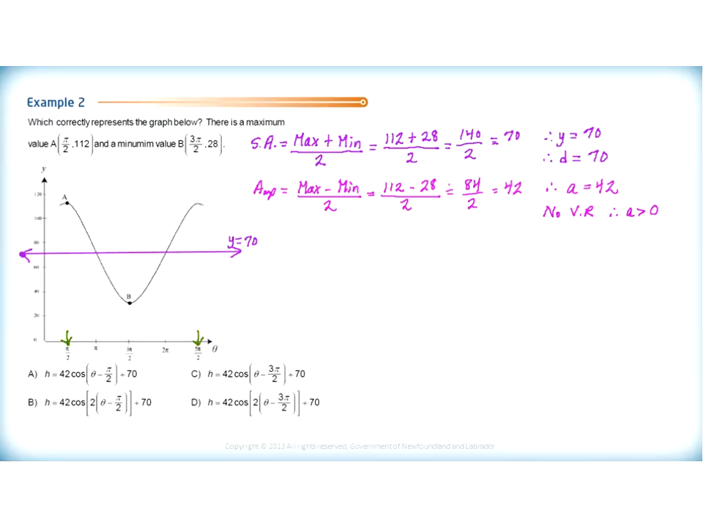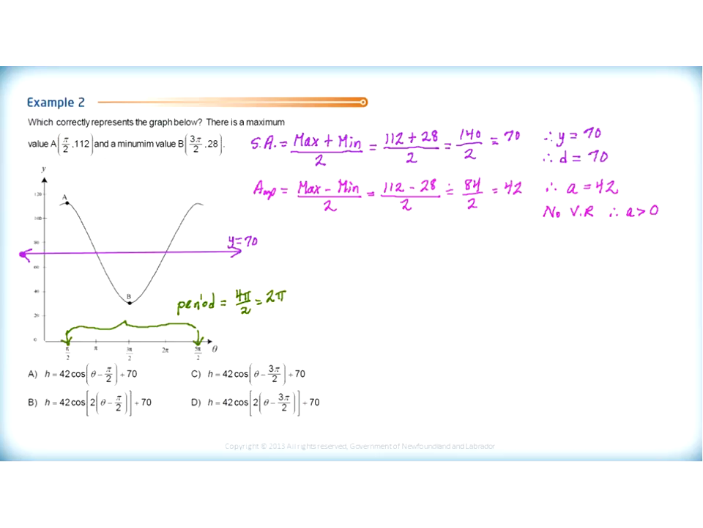So you can see here that this distance between pi over 2 and 5 pi over 2 tells us that the period of this function is equal to 4 pi over 2, which is equal to 2 pi radians. That tells me that the horizontal stretch is equal to 1.